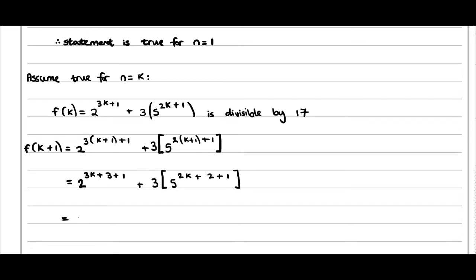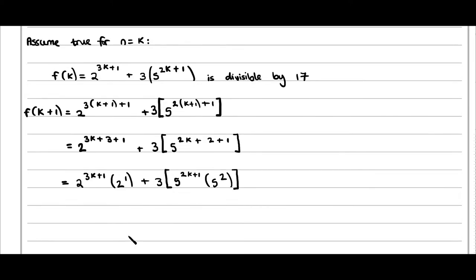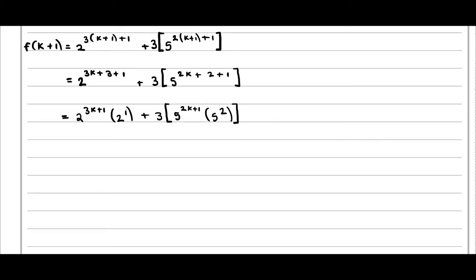Indeed, we do see over here that we have 2 to the power of 3k plus 1, and then we still have 2 to the power of 1. And here, indeed, we do get 5 to the power of 2k plus 1, but we still have 5 to the power of 2. Okay, so with that being said, simplifying further, sorry, here we have 3. Simplifying further, we have 8 lots of 2 to the power of 3k plus 1 plus 3 lots of 25 lots of 5 to the power of 2k plus 1.